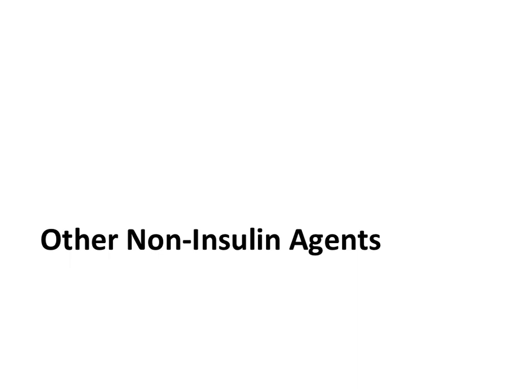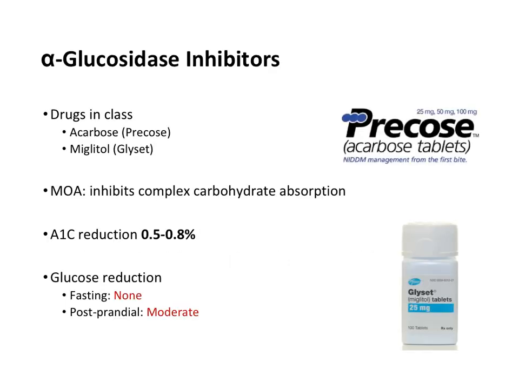Okay, we're going to wrap it up with some other miscellaneous agents, things that are used for non-insulin dependent diabetics that are not insulin. These are old drugs. I don't see them used very often because we have so many more options, but they do have a place in therapy and offer some modest A1C reduction. I wouldn't call these first-line therapy either, but they're a lot less expensive and a lot less risky than the other add-on therapies that we've talked about.